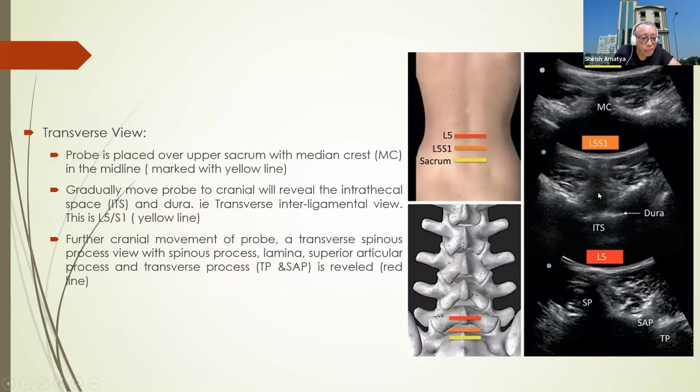If we gradually move our probe further in the cranial direction, then we can go for the transverse spinous process view. So this is the spinous process of the L5 lumbar spine. So this is another way to count the lumbar vertebra.